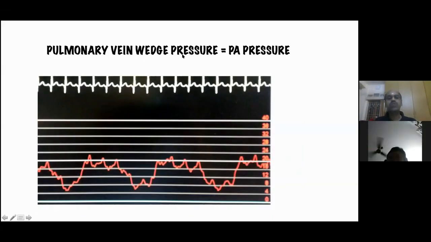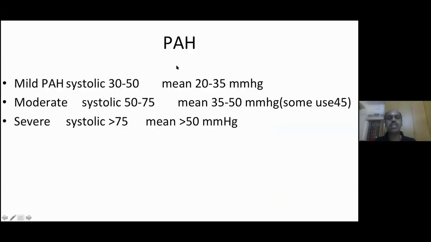Pulmonary vein wedge pressure is taken as a correlate of pulmonary arterial pressures in patients where you are not able to enter the pulmonary artery directly. Coming to pulmonary arterial hypertension, which is actually a very important topic because quite a lot of cardiac catheterizations are performed for pulmonary arterial hypertension, and so we are going to take a little bit of time in analyzing pulmonary arterial hypertension.